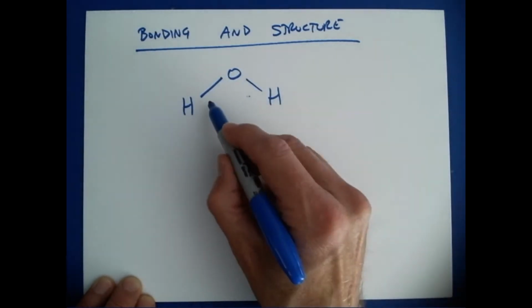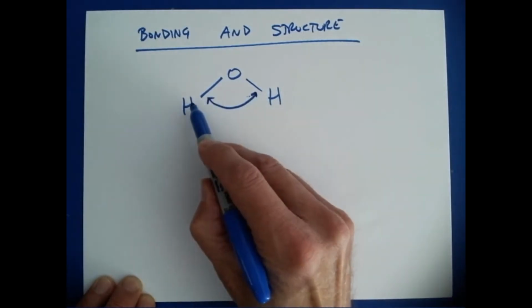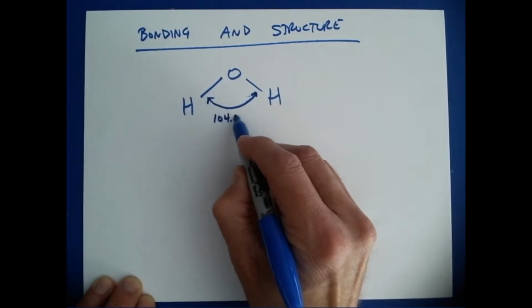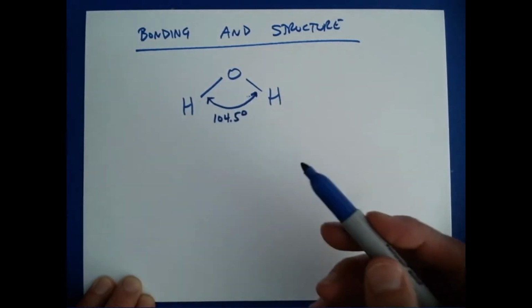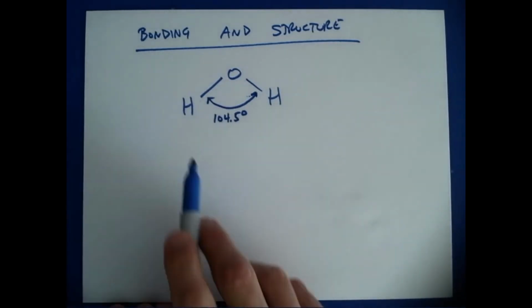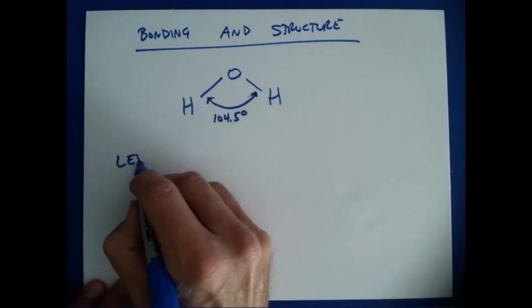We can also think about the geometrical structure of the overall molecule. For example, we happen to know that the angle that forms between the hydrogen atom, oxygen atom, and hydrogen atom in water is about 104.5 degrees. So that's a description of its geometrical structure. And in this video, we're going to begin thinking about bonding and structure and how we can go about doing so. The first thing that we're going to need to learn about in order to begin our study of bonding and structure is something called Lewis electron dot symbols.